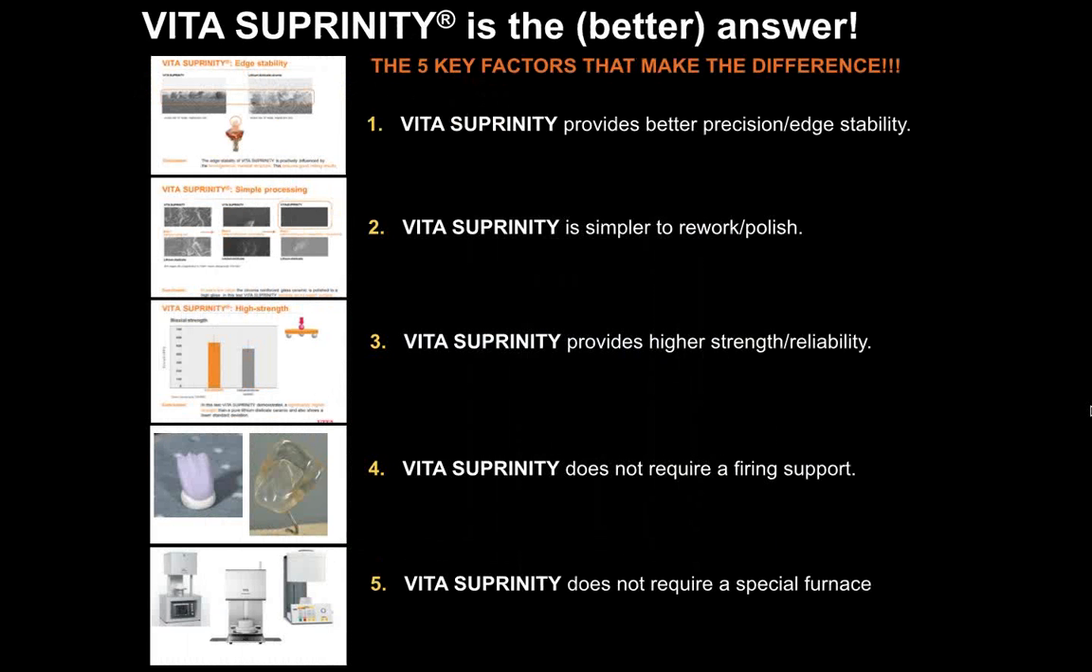And just the last few points. Emax is the product which we have all been using. But there are 5 improvements which can be made to that material to make a new, better material. First of all, we have a better fit because of the edge stability. We have less chipping. It's very easy to polish, so it's much faster to finish the crowns. You get more strength, about 100 megapascal more compared to lithium disilicate. You don't need any firing support, like any paste or anything like that.